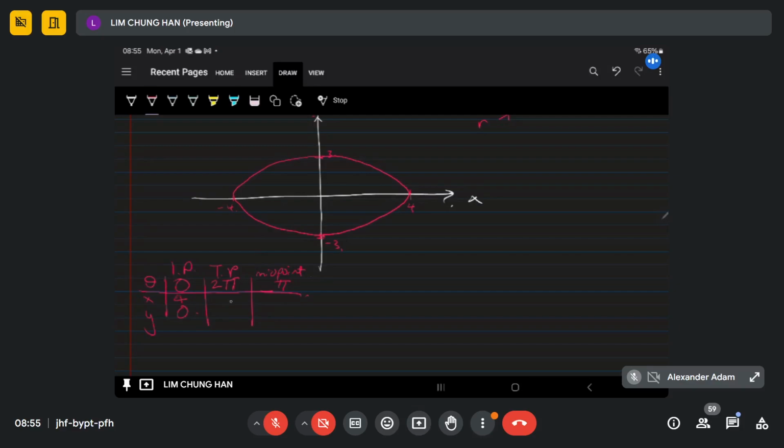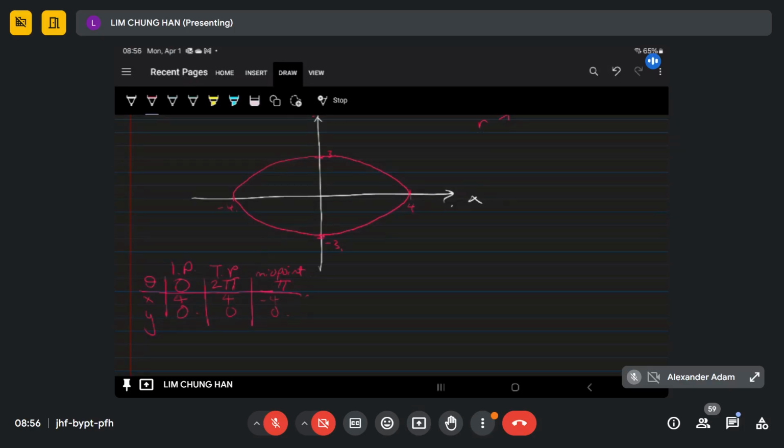Okay, someone else for TP. What is the X and Y for TP? 4, 0. Okay, 4, 0. And what is the midpoint? -4, 0. Okay, so now we have IP, TP, and midpoint. Thanks for that.